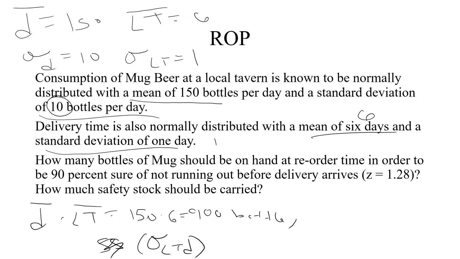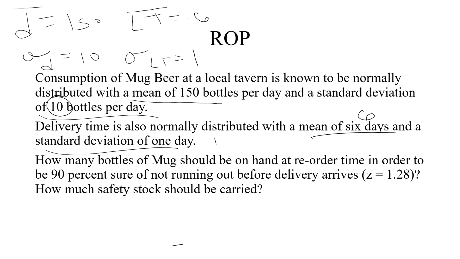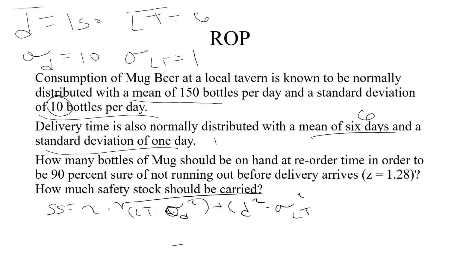So the overall formula, let me erase this to make room again. Our overall formula for our safety stock is going to be Z times the standard deviation of lead time demand, which is the square root of LT times sigma d squared plus d bar squared times sigma LT squared. Now, if you're like me, I initially looked at this and was like, wow, there's so many numbers, but it's actually not too bad. We just need to plug things in.